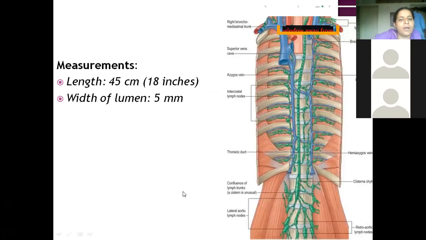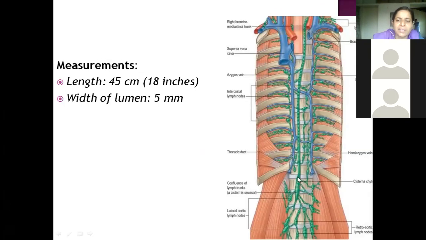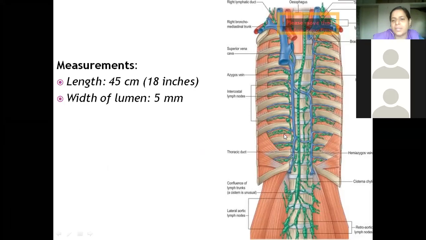Now hope you understood how the lymph is being drained. Niharika? Yes, ma'am. Okay, keep updating me. Now the length of this thoracic duct is 45 centimeters. Width of lumen, that means how much is the width, it is very narrow. During dissection also it's very hard to see, it is 5 mm in diameter.